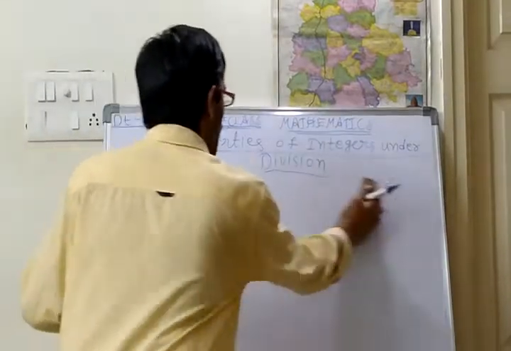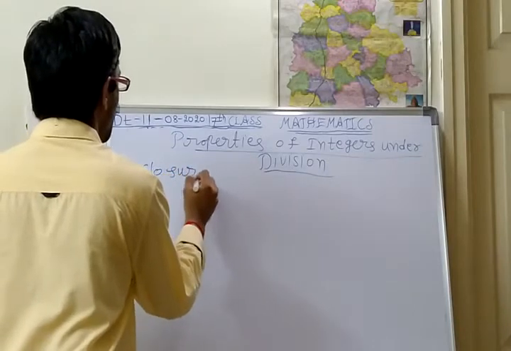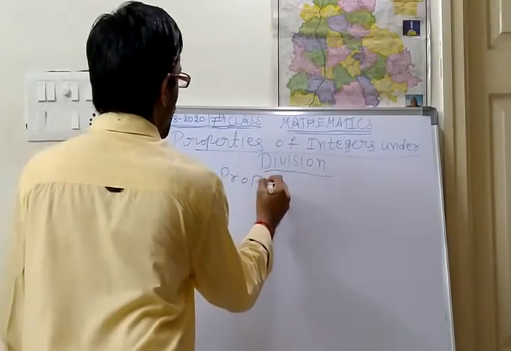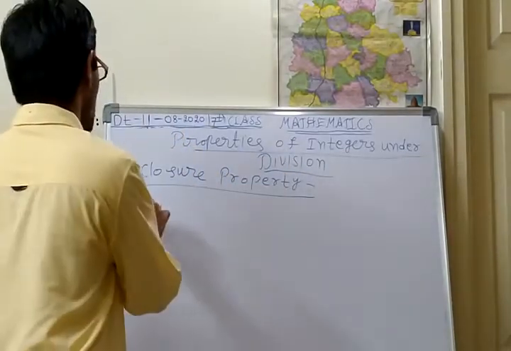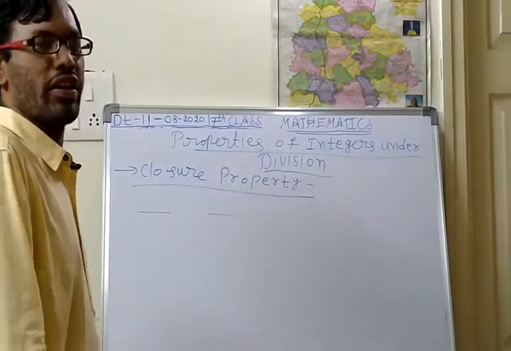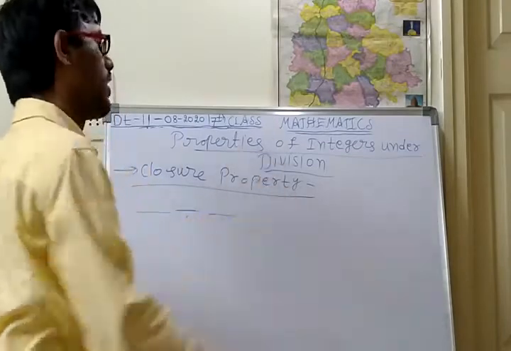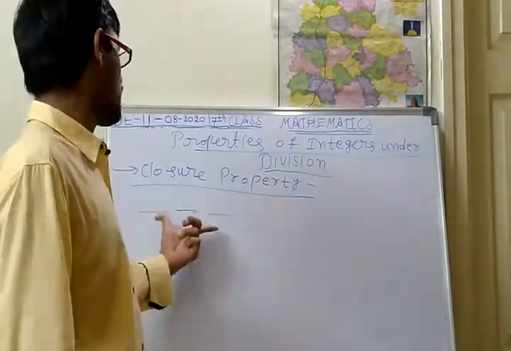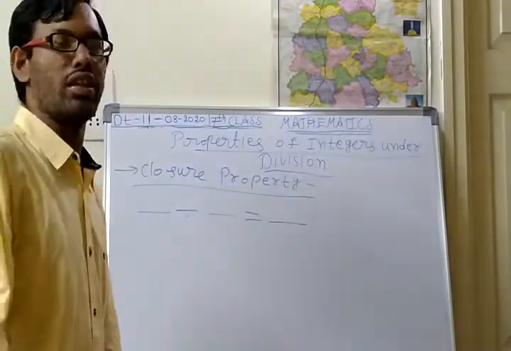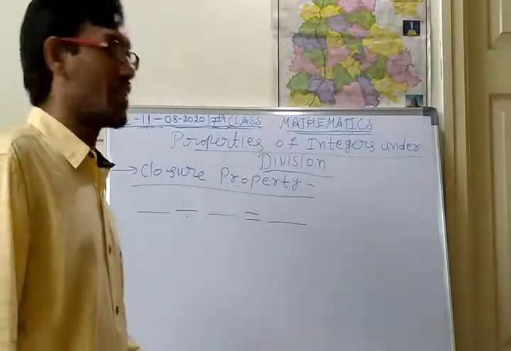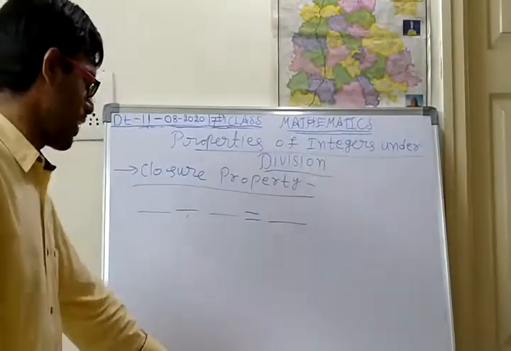Regarding the first property, what is the first property? Closure property. What does the closure property say? Suppose there are any two integers, then the division of the two integers should also be an integer. If two integers are divided, the result should also be an integer only. Then this closure property will be satisfied.